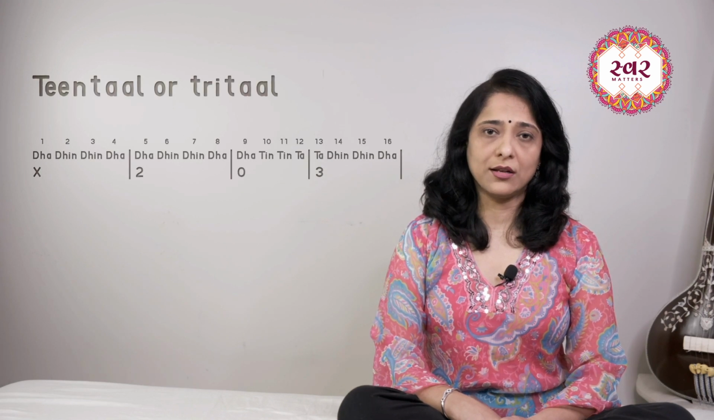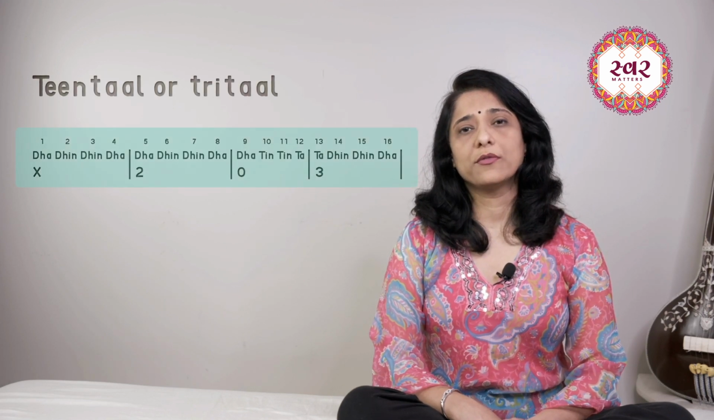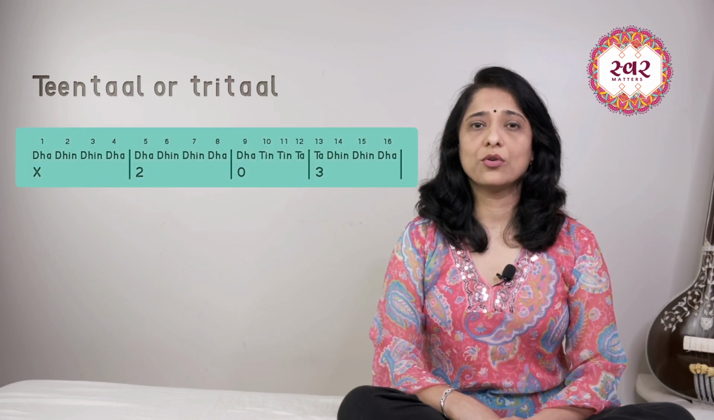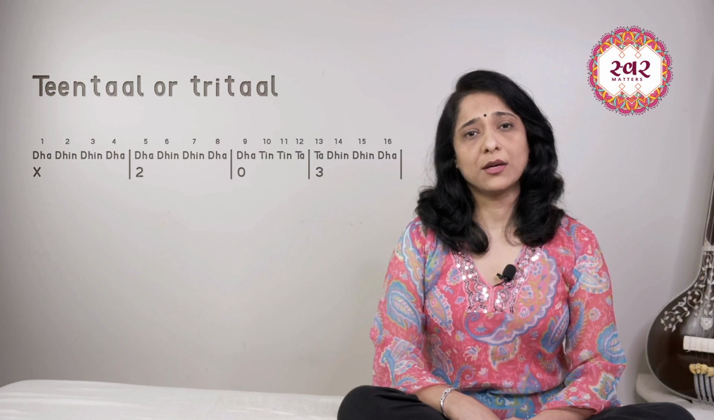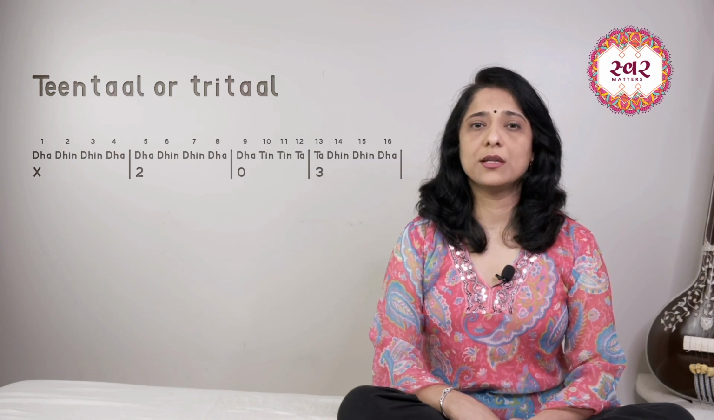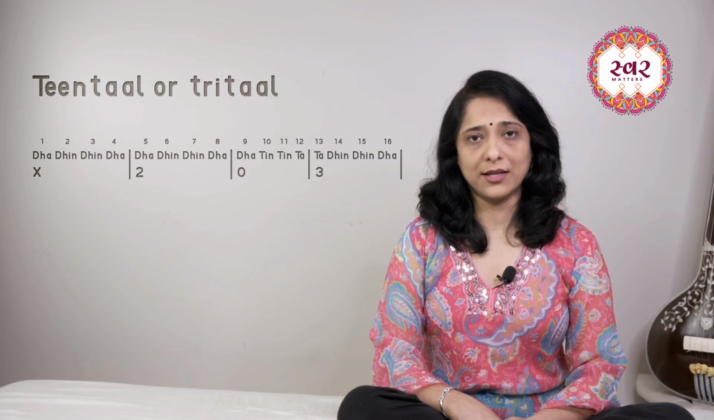Let us talk about a specific taal to help you understand the concept. The taal I will use is called teen taal or trital. Teen taal has a loop of 16 beats or a total of 16 matras. The taal is played on tabla, but it can also be demonstrated by using our hands.